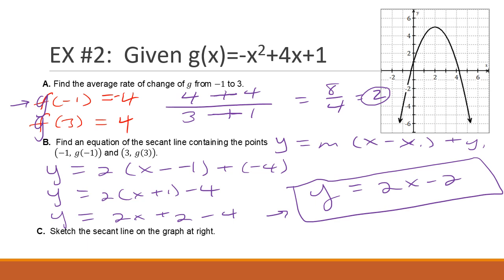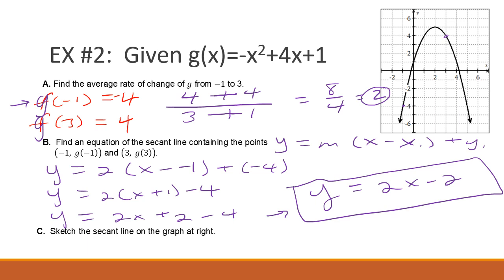So the first thing we're going to do is find G of -1. So I need to figure out what is the output for -1, what is the output for +3. So the output for -1 is -4. You either can use the given function or you can use the graph. When I go to -1, I get -4. When I go to +3, I get +4. So these are my inputs and outputs for -1 and 3.